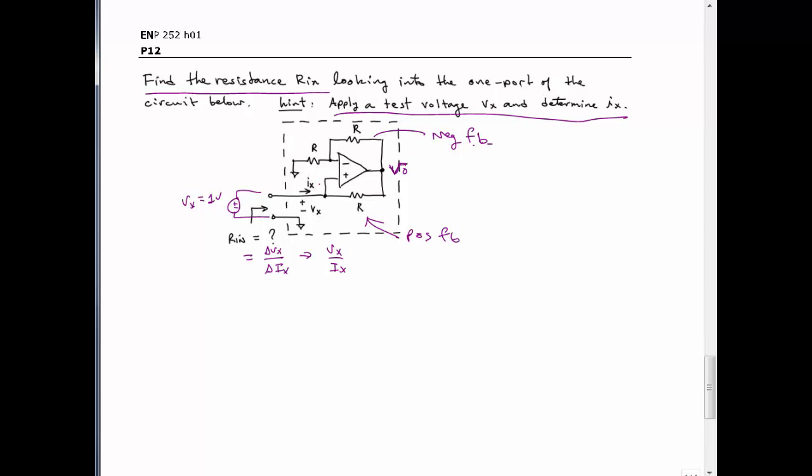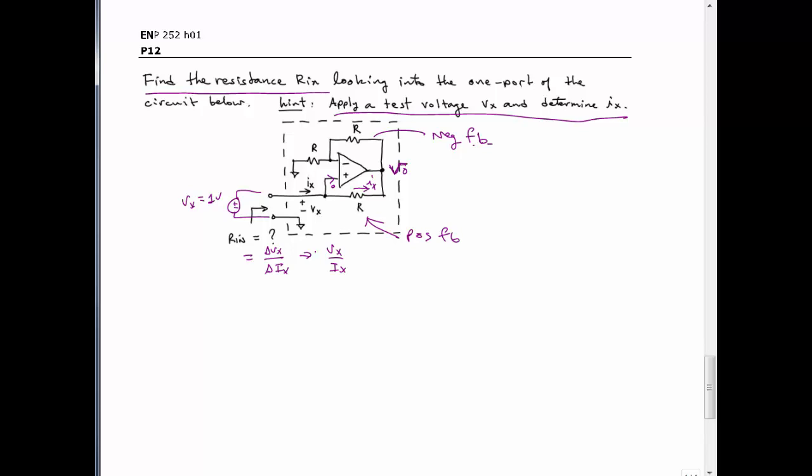All you need to do is, if I apply a voltage Vx, and let's say I'm trying to solve for Ix, so that's why I say apply a test voltage Vx, find Ix. Well, I know the current going into the two inputs of the op-amp is 0. So Ix is actually going right through this positive feedback resistor R.